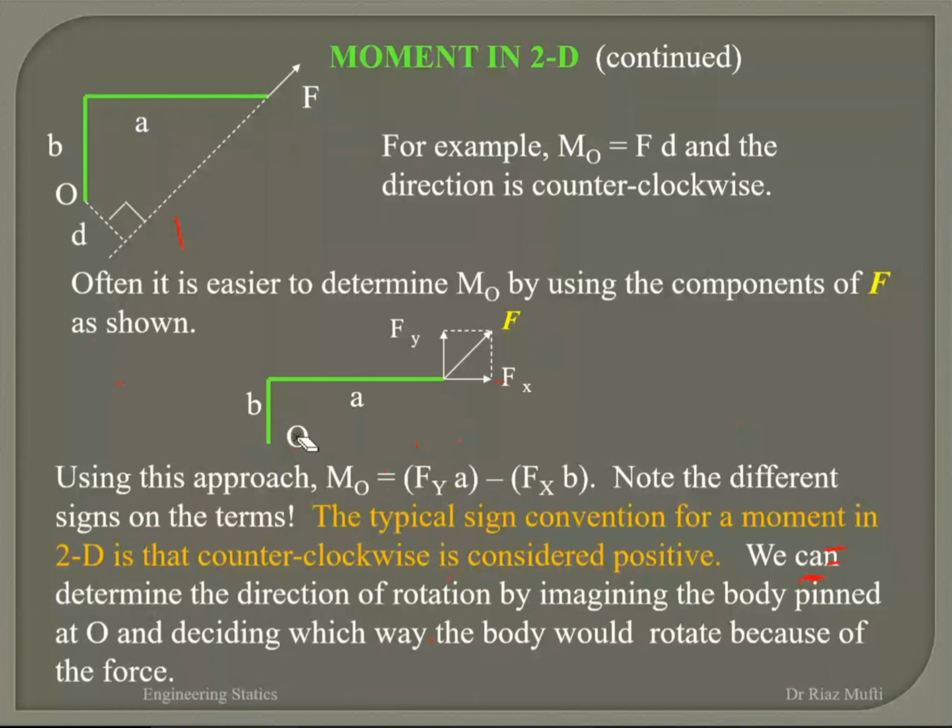So what it says here is that using this approach, which I just mentioned, note the different signs on the terms, clockwise, anti-clockwise. The typical sign convention for a moment in 2D is that counterclockwise is considered positive. Remember, counterclockwise is positive. We can determine the direction of rotation by imagining the body pinned at O and deciding which way the body would rotate because of the force, just like I mentioned.